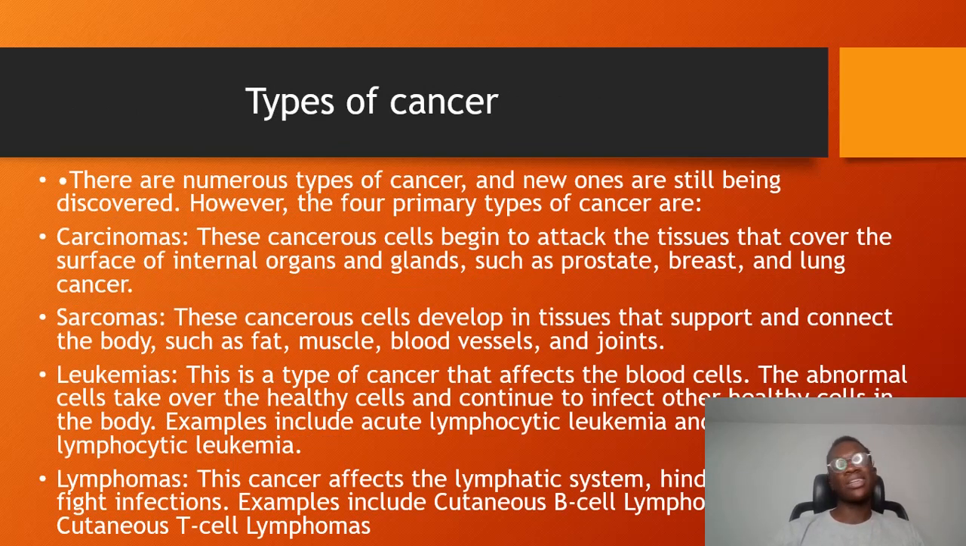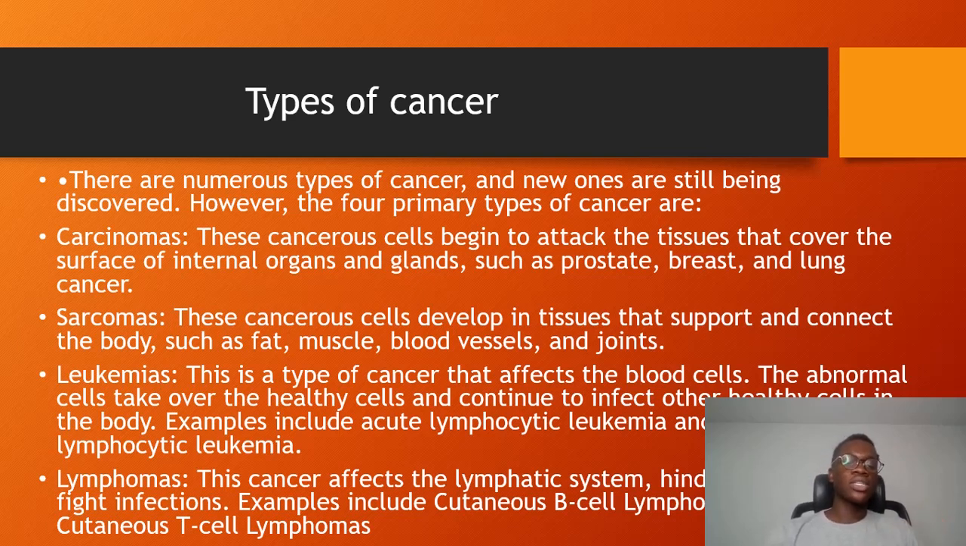There are many different types of cancers, which we can't cover in one topic. They are too broad and too numerous. So today I will be explaining four main types of cancer, which are carcinomas, sarcomas, leukemias, and lymphomas. Let's start with carcinomas. These cancerous cells begin to attack the tissues that cover the surface of internal organs and glands. Prostate, breast, and lung cancer are examples of carcinomas.